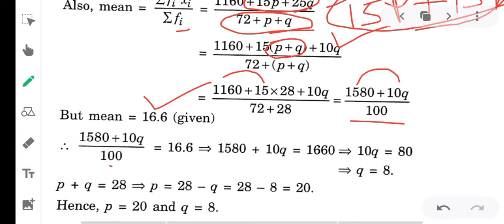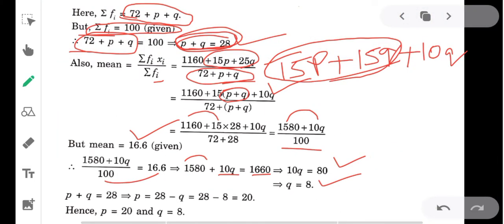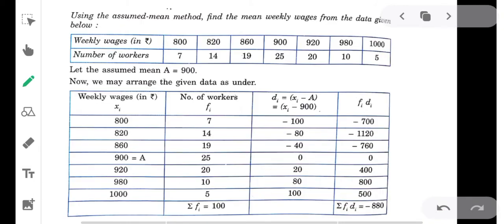Clear? So 100 into 16.6 is 1660. So 10q will be 1660 minus 1580 equals 80. So q equals 80 by 10, that is 8. Clear? Now p plus q equals 28, so p will be 28 minus q, the value of q is 8, that's 20, that is the value of p. So the value of p is 20 and the value of q is 8. Clear? Next question.